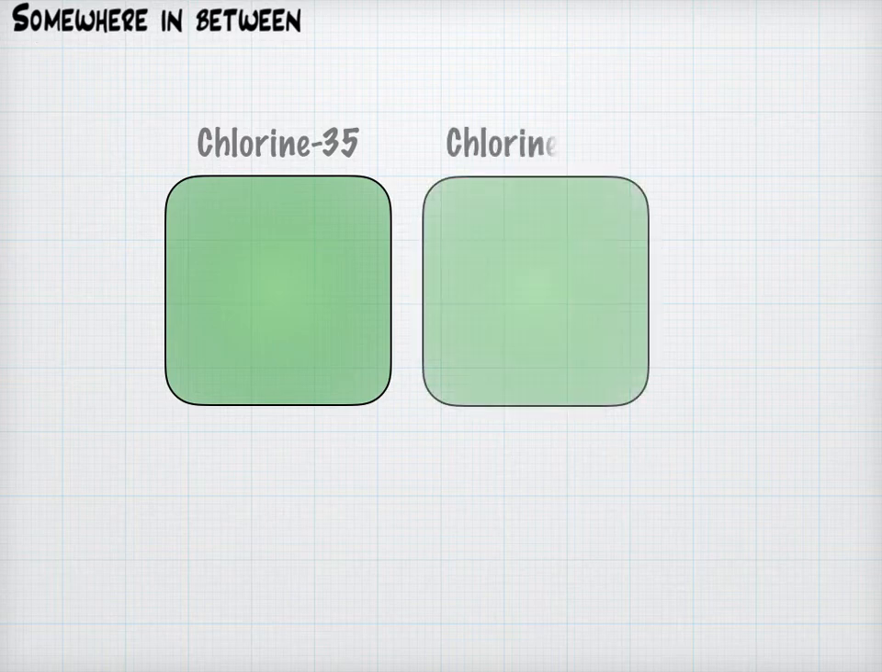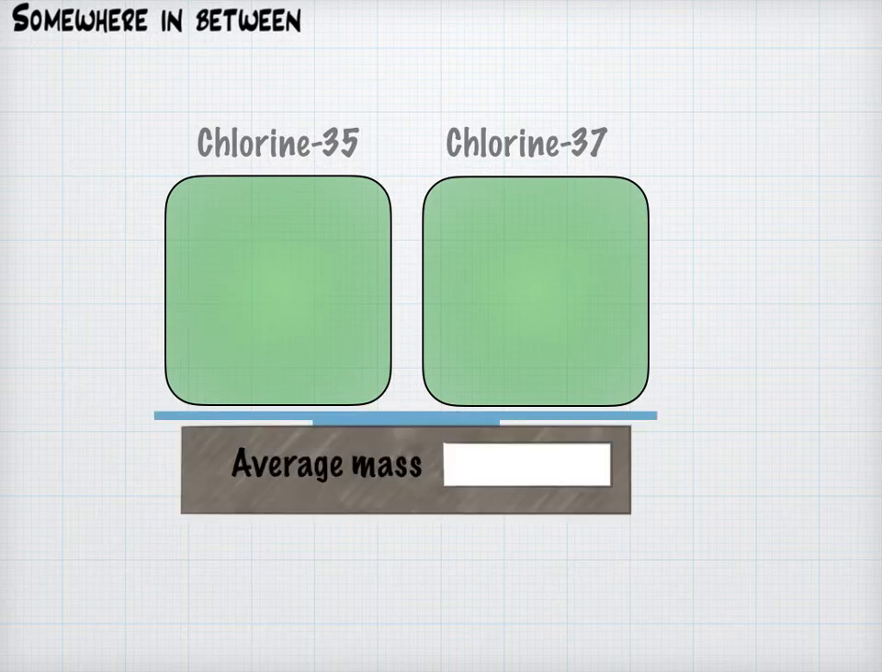Okay, I've also got a container which contains only chlorine-37. So every atom in there is an atom of chlorine-37 weighing 37 atomic mass units. And let's say I've got a device that can measure the average mass of an atom. No, I don't know how that works either, but this is a thought experiment and imagination is a wonderful thing.